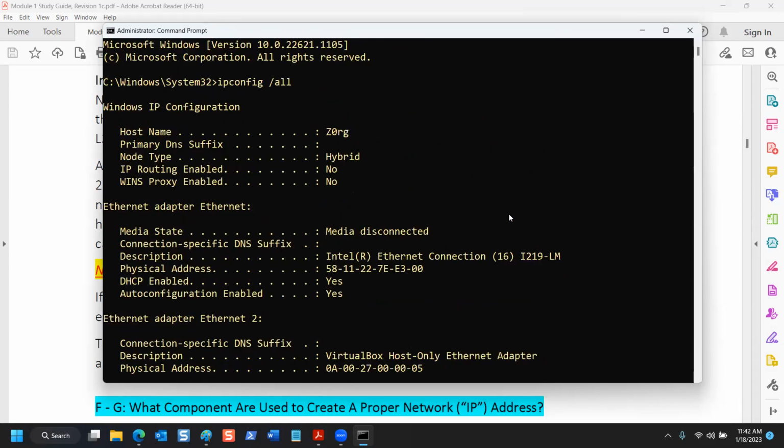And what you see here is a whole series of interfaces. I have an Ethernet port on my laptop. That means I can connect a Cat5 cable to Ethernet and connect my laptop. This physical address is the MAC address, and it is expressed in hexadecimal characters.